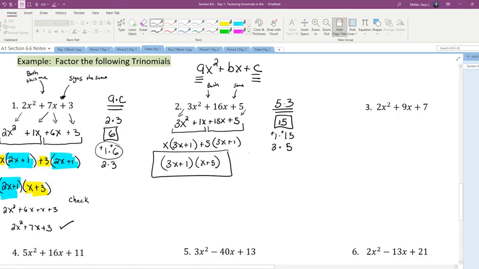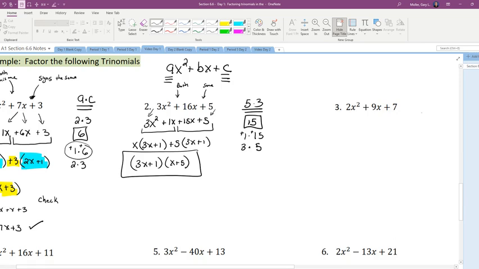There you go. Next one. 2 times 7, 14. 1 times 14, 2 times 7. I'm looking to add to get 9. My signs are going to be the same again. They're both positive. So positive 2 and positive 7. Rewrite. 2x squared plus 2x plus 7x plus 7.